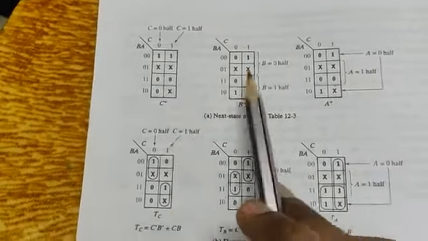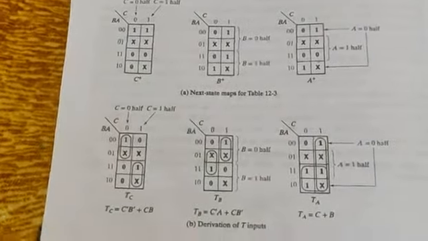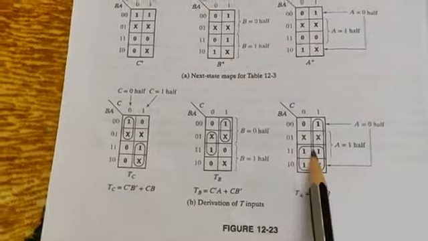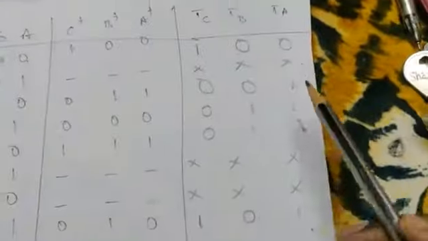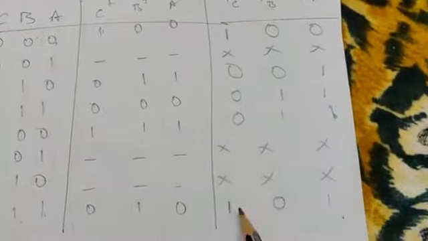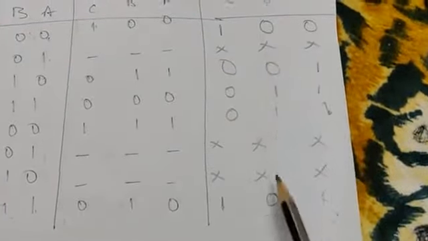This is not required to construct the circuit. Okay, so we need to concentrate on TA, TB, TC. So the TA, TB, TC columns are here. Okay, so we have got the TA column, TB column, and TC column. We need to construct a K-map for the TA column, TB column, and TC column. Okay, so look at here.